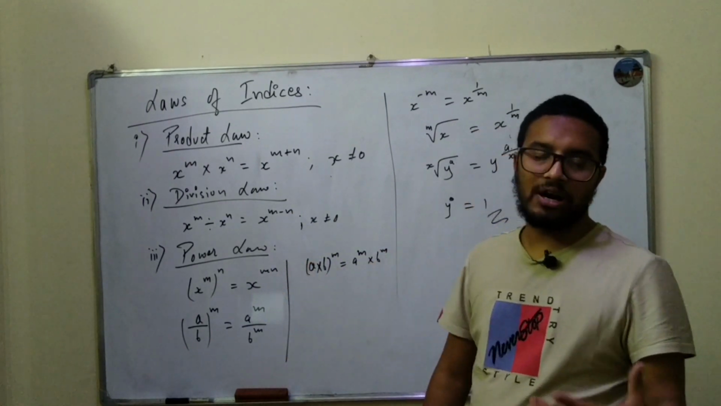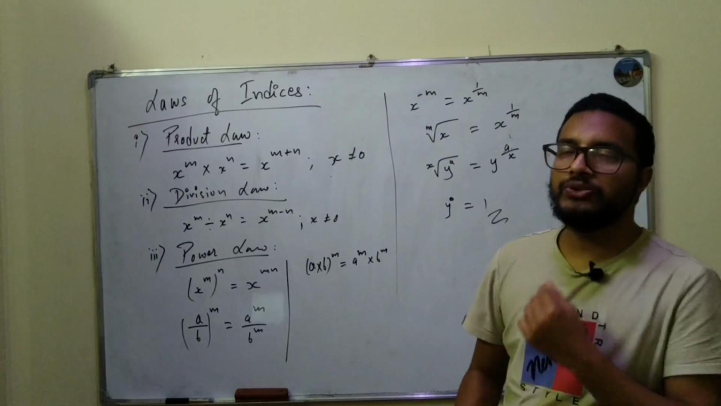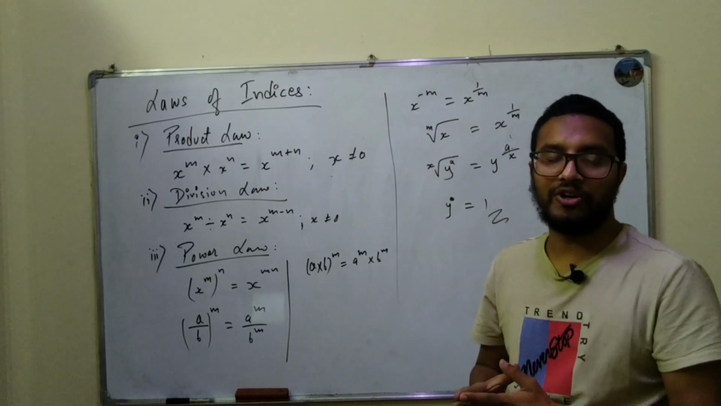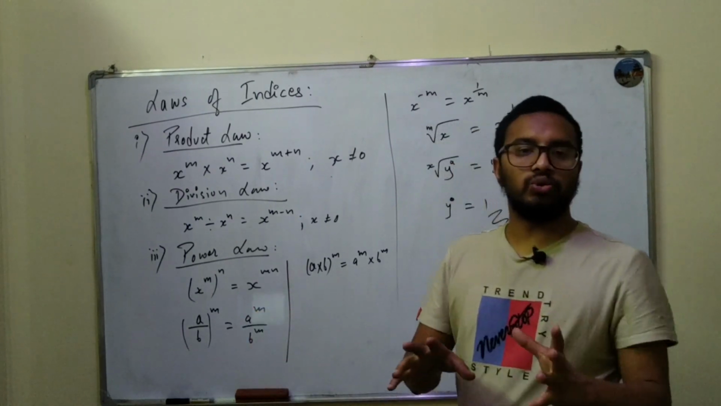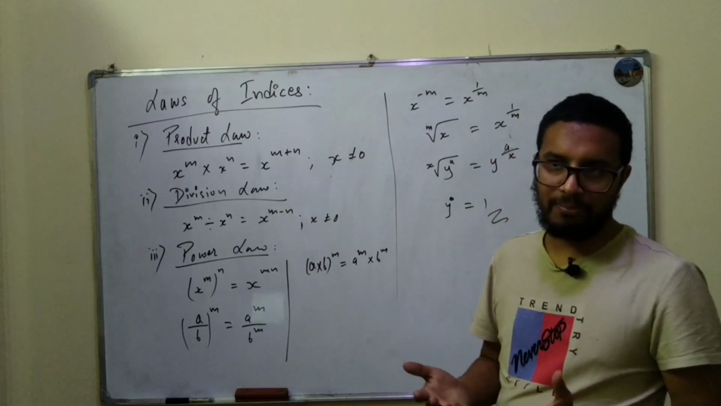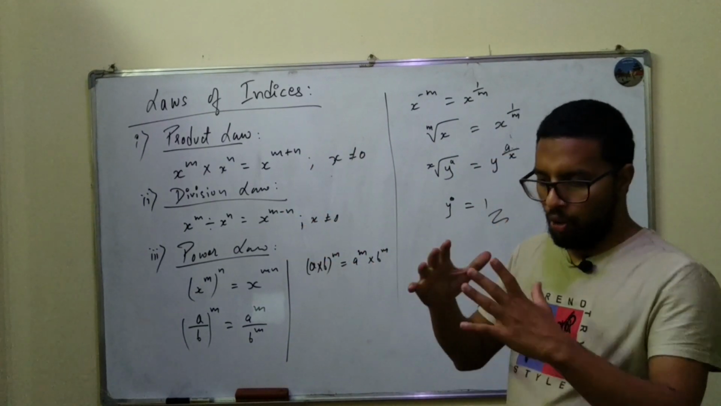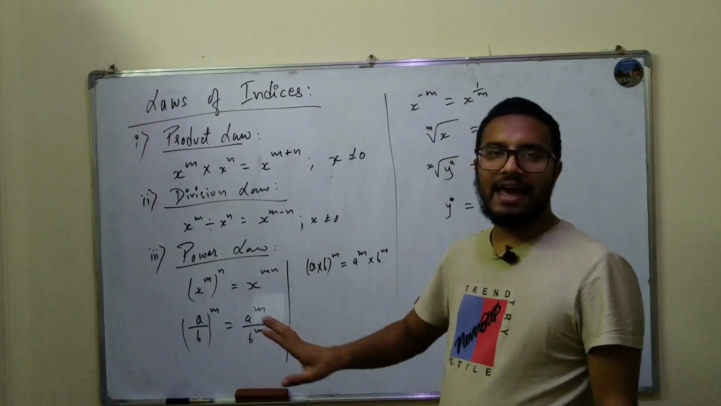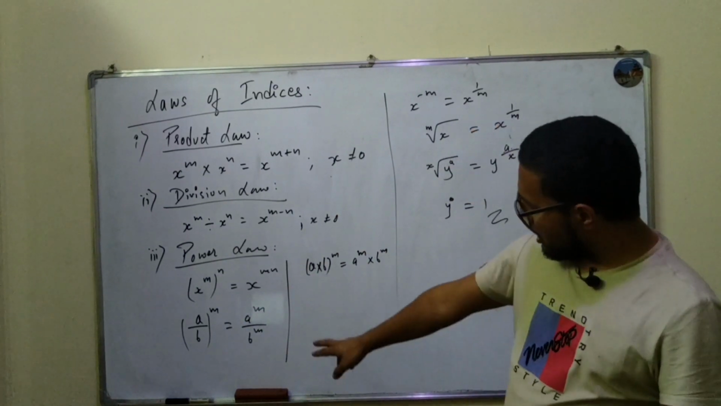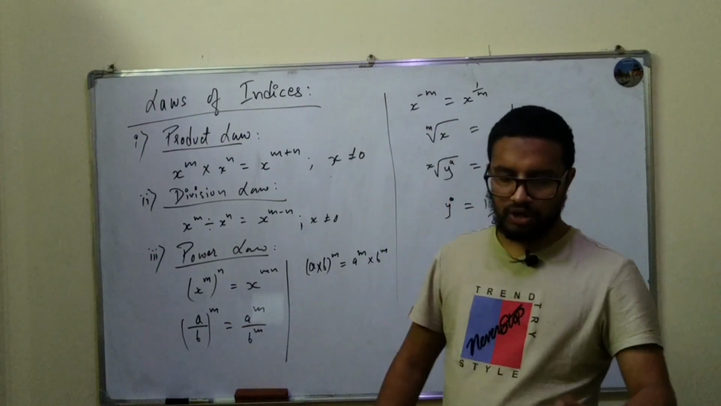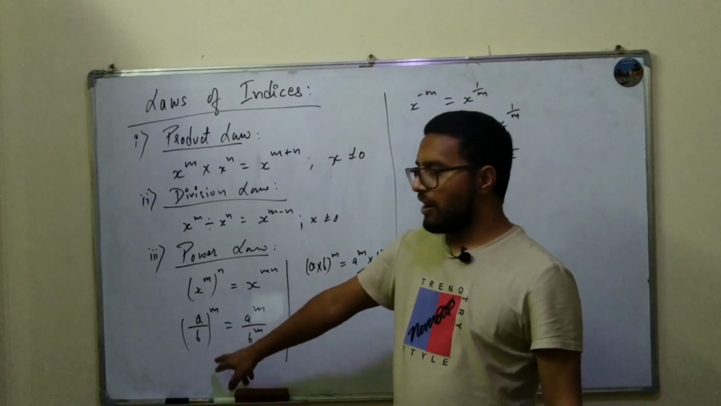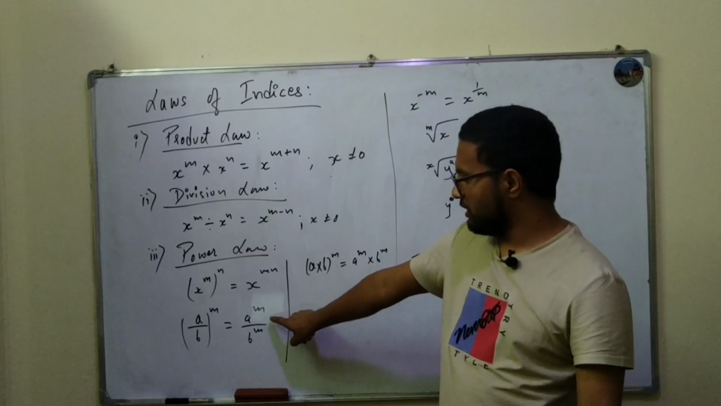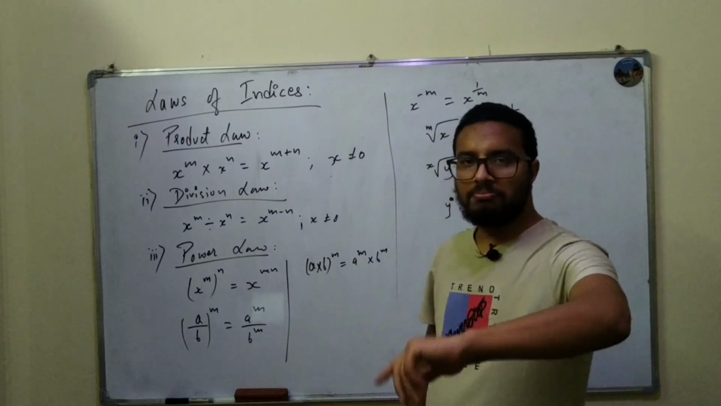In the third case, we have the power law. Here the base has some power, and then it has even more power on top of it, so we multiply these two. Suppose x is the base, y is the power, and a is the whole power upon that. We can write it as x to the power ya, and similarly x to the power mn. If there is a fraction within the bracket, the power belongs to both of them. In the case of a over b, the power is m for a and also m for b.